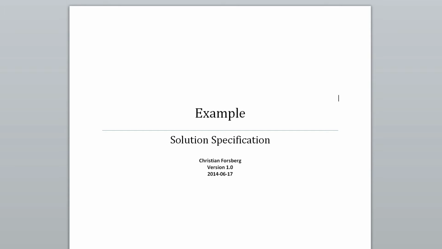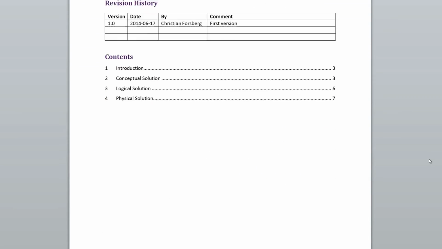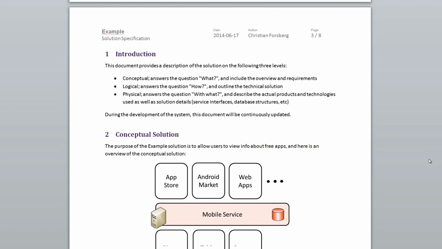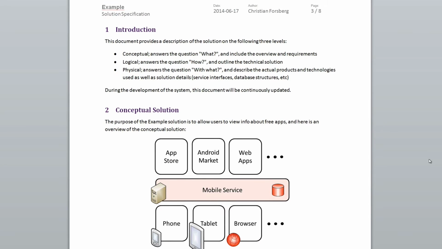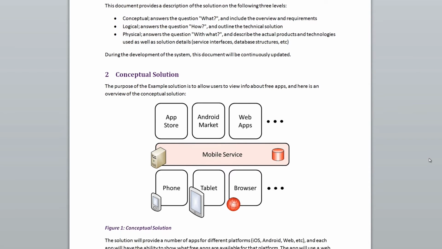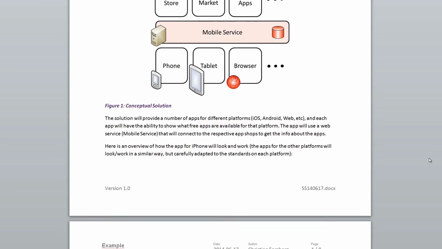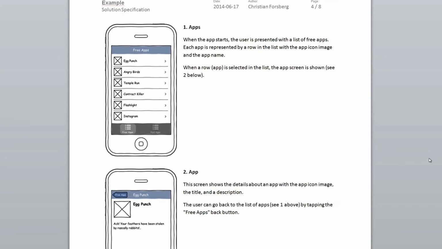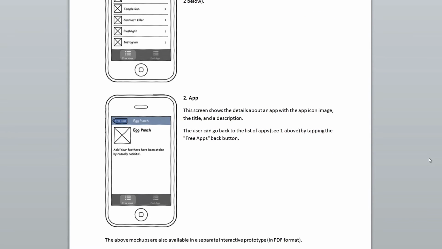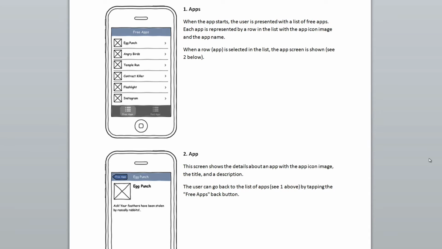The specification template consists of mainly three parts, and they are the conceptual, the logical, and the physical view of the solution. The conceptual solution answers the question what, as in what the mobile solution will do, and includes the functional and non-functional requirements. It starts with an overview figure and description, followed by the user stories or simplified use cases. The user stories are complemented by screen mockups of all the screens in the app.